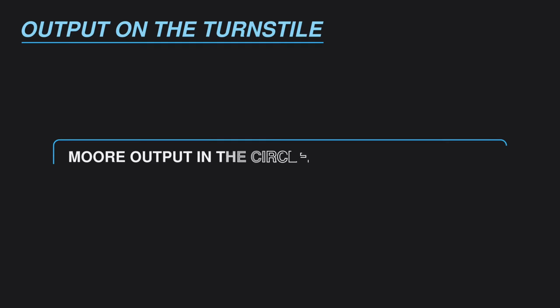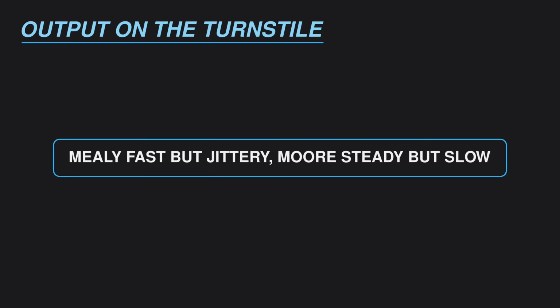The Moore output lives in the circle. The Mealy output lives on the arrow. Moore equals more states. And Mealy is fast but jittery, while Moore is steady but slow. Say those to yourself once more before we move on.